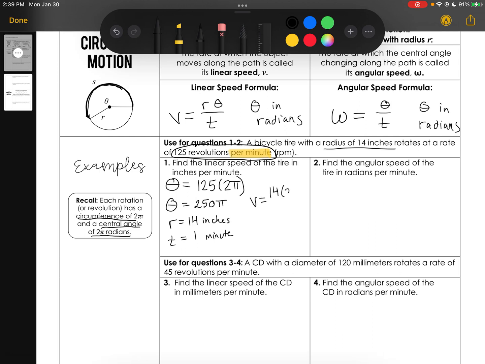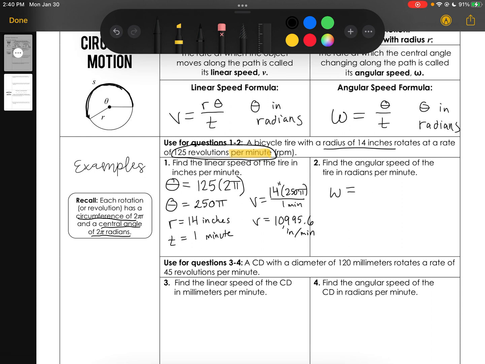So we can use our formula from above to plug in. V equals R times theta, divided by time, which is 1 minute. So it's 14 inches and then 1 minute on the bottom. When we multiply those together, 14 times 250 times pi, and then divide by 1, we end up with 10,995.6, and our units are inches per minute. So that is our linear speed.